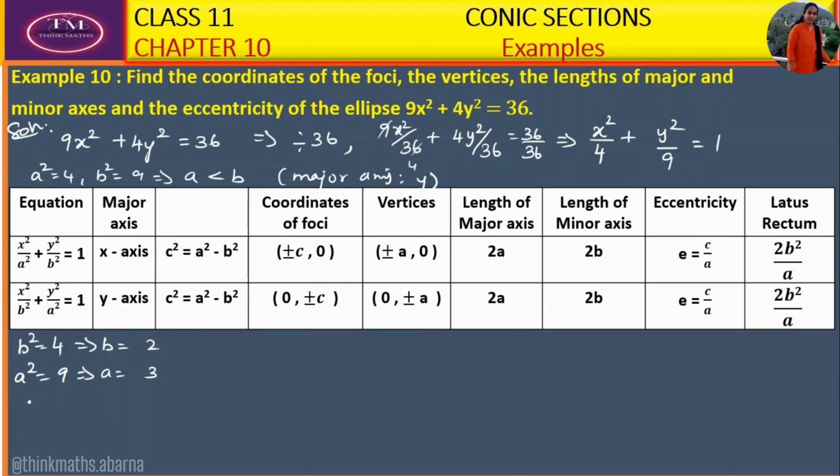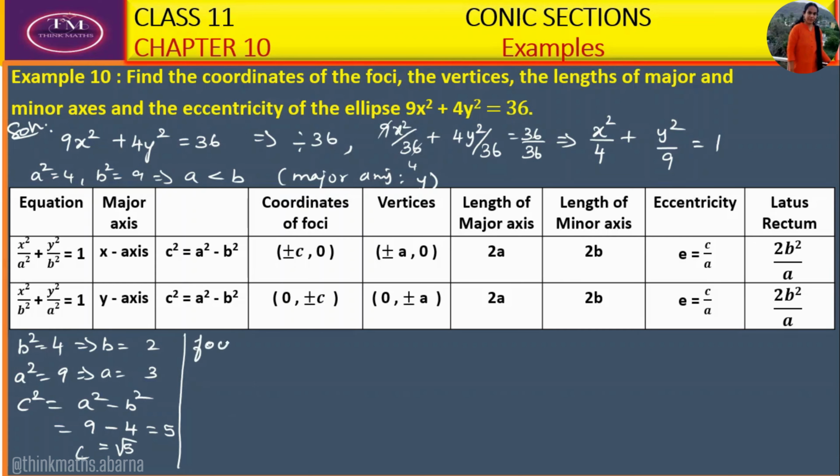Next step we have to find c. So c square is a square minus b square. So a square is 9, b square is 4, which is equal to 5. So we get c square equal to 5. That means c is equal to root 5. So c is equal to root 5. So we got root 5 here.